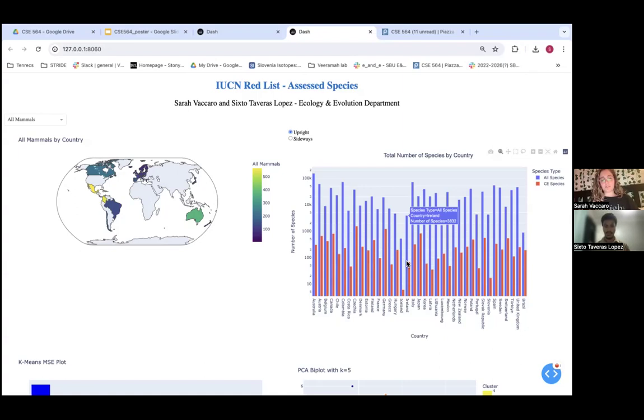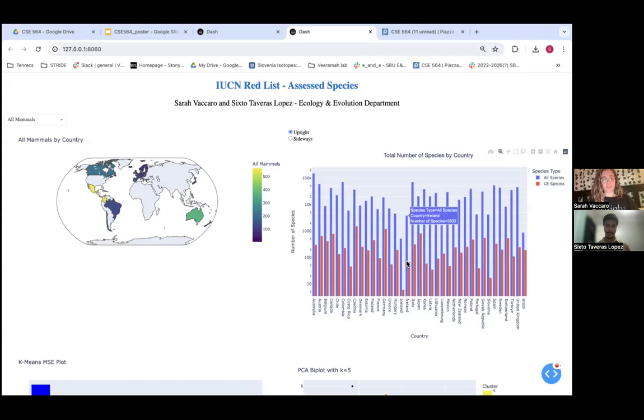So for our data set, we merged 2 data sets, both from the Organization for Economic Cooperation and Development. The first documented the total number of species that have been assessed by the IUCN in various countries across the globe, and the second data set contained the number of critically endangered species documented by IUCN for each of these countries. And we used a mix of standard and non-standard visualizations for our dashboard, including a bar plot, a k-means plot, a PCA biplot, a parallel coordinates plot, and a geomap. So the first of these is the geomap.